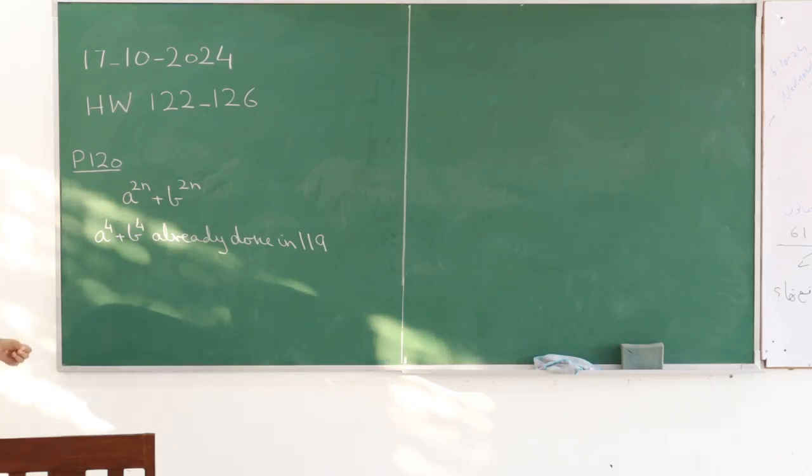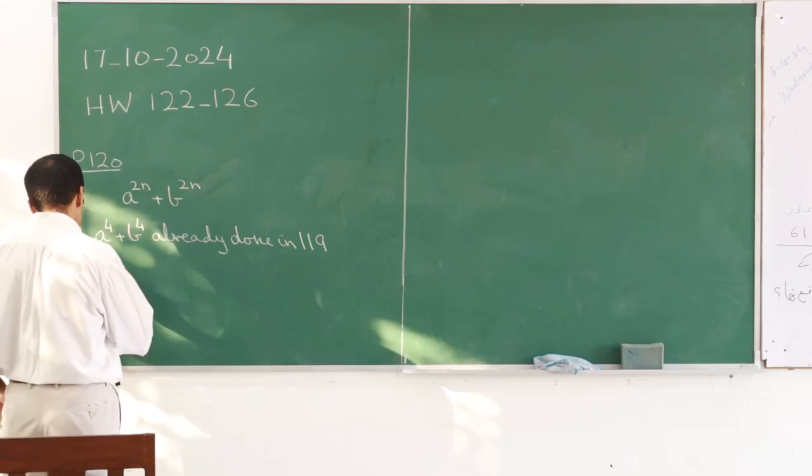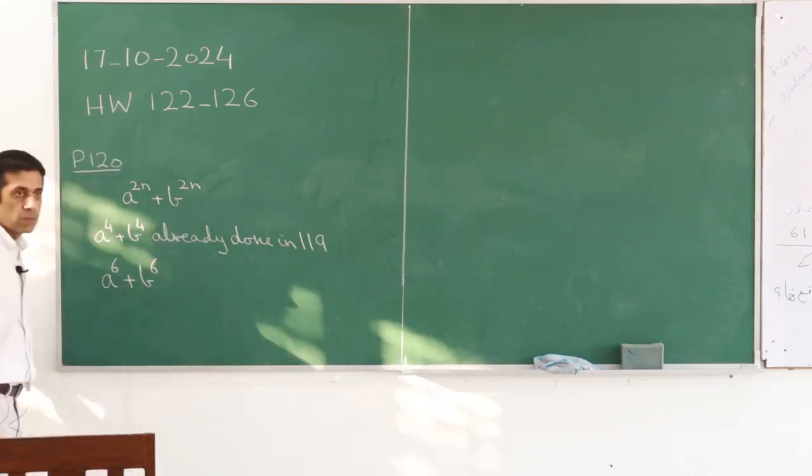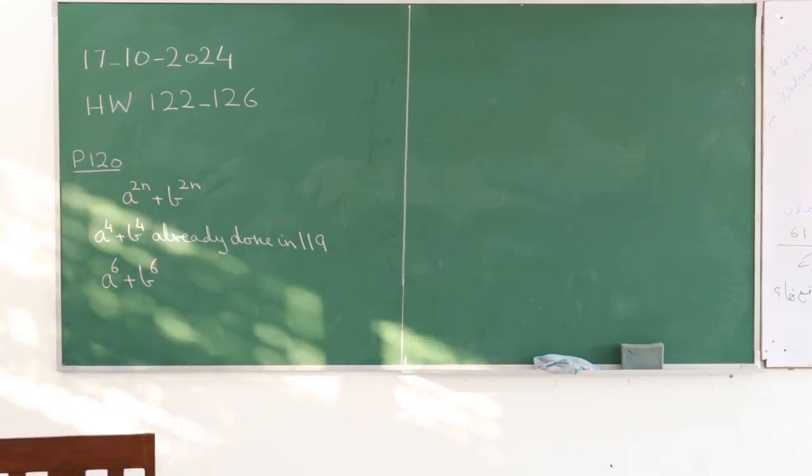And they give a hint. What's the hint they give? a to the power 6 plus b to the power 6. That's why I started with a to the power 6, b to the power 6. So can you do it for a to the power 6? That's the question. What do you think? Can it be done or can it not be done? The factorization.